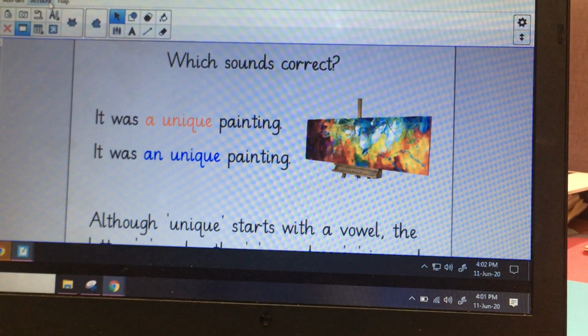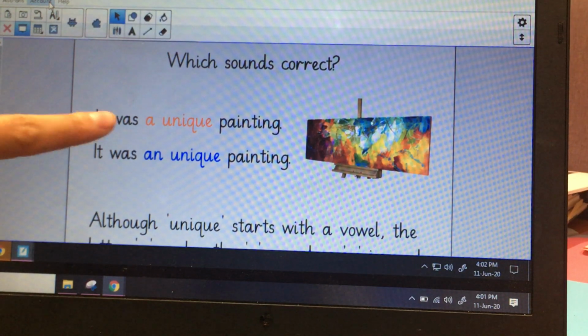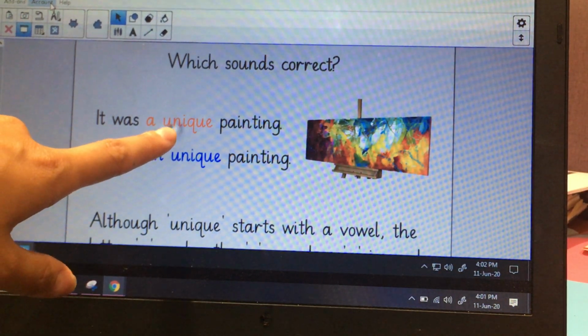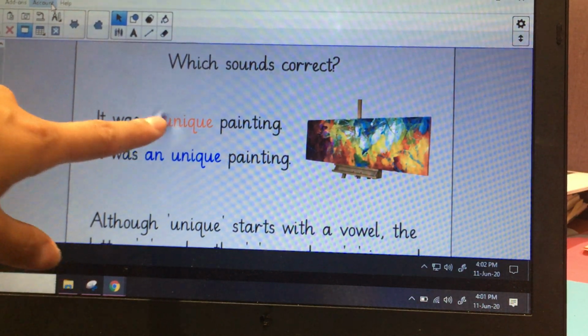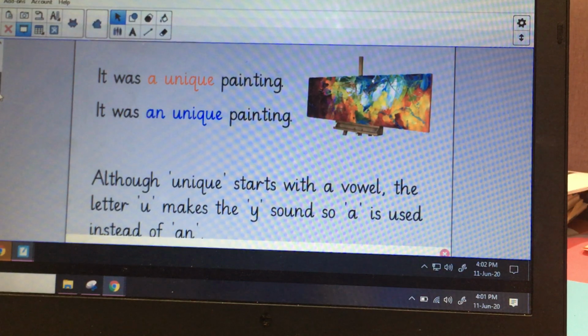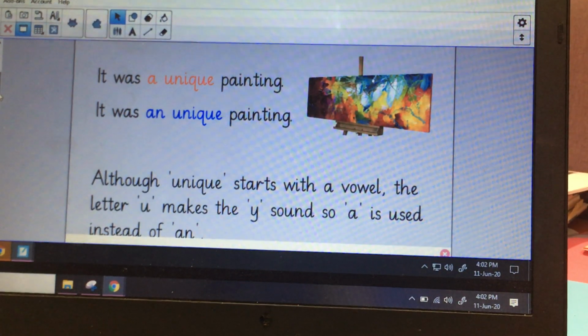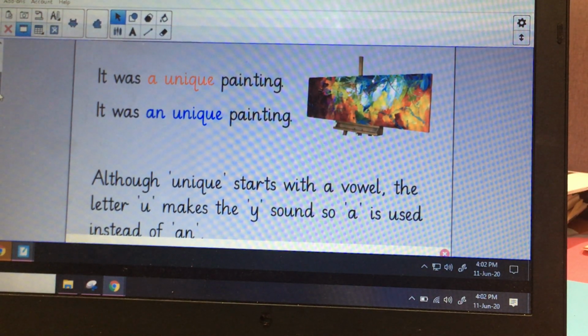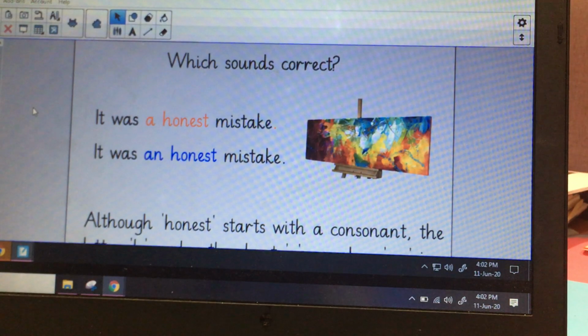Normally we would say that if it starts with a vowel letter, it would be an. However, this time a unique is correct, and this is a vowel letter. So you've got to think carefully about the sound sometimes as well. Although unique starts with a vowel, the letter U makes the y sound. So a is used instead of an because the y sound is not a vowel. Right, on to the next one.